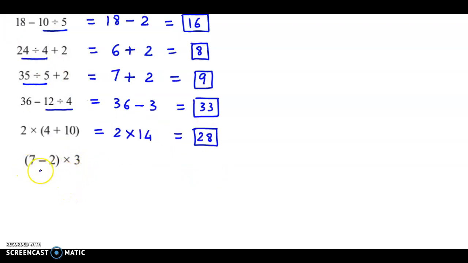Moving further, we have 7 minus 2 within brackets into 3. So, first we simplify the terms within the brackets. Now, 7 minus 2 gives us 5 times 3 and we have the answer as 15.